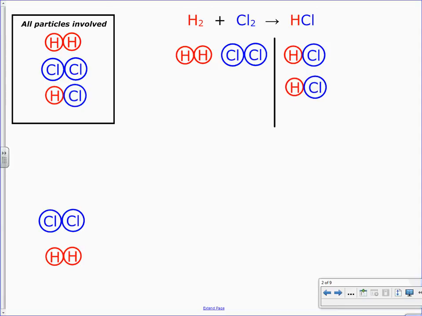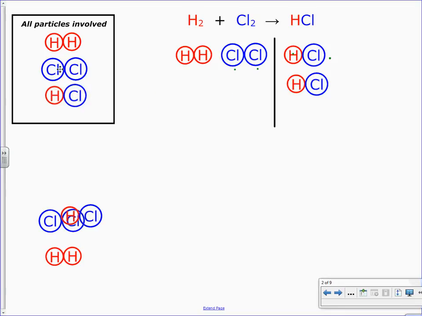I've added in another HCl, and let's count the H's. We have two H's on the left, and now on the right we have 1, 2, two H's, so that looks balanced. Let's check the Cl's. We have 1, 2 Cl's on the left, and 2 Cl's on the right. So that is a balanced equation. If anyone missed what we did there, we looked at this equation: two hydrogens on the left, only one on the right, two chlorines on the left, only one on the right. So to make this balanced, we added in another HCl.